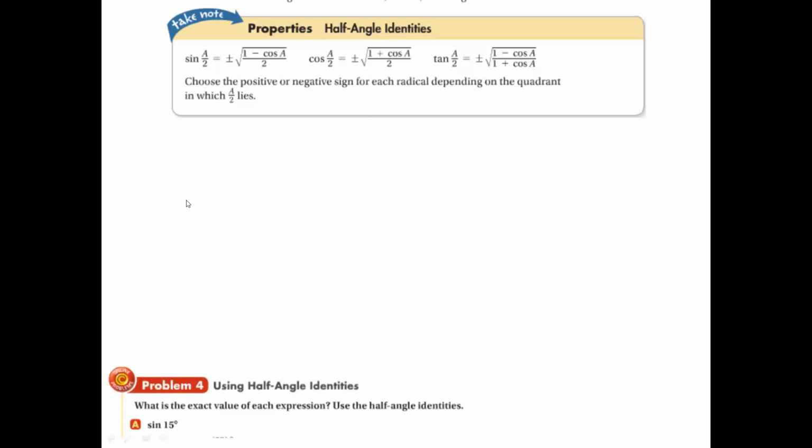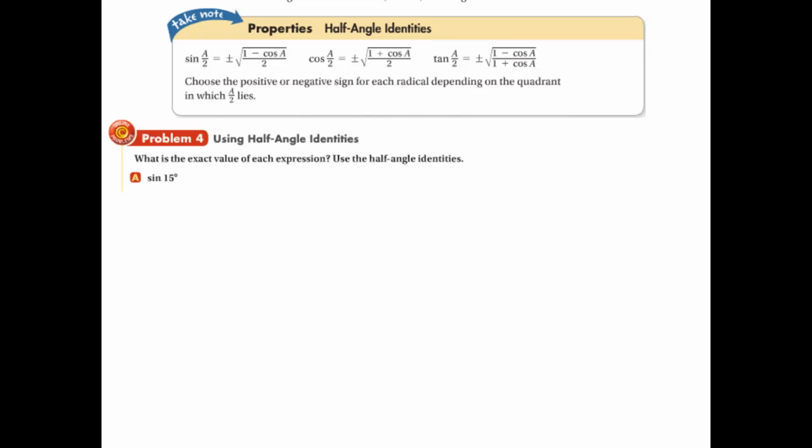Now for the tan, it's very easy, since the tan of A over 2 is sine over cosine. So if you divide sine over cosine, you will find that it is the square root of (1 minus cosine A) over (1 plus cosine A), positive or negative, according to which quadrant it lies on.